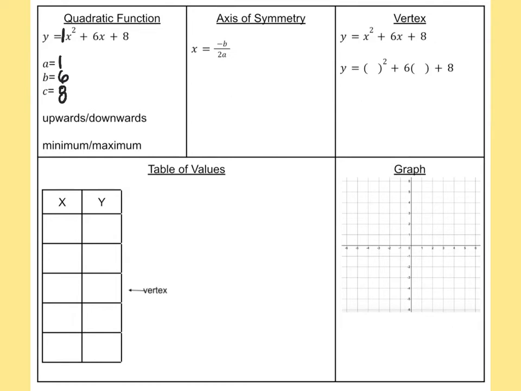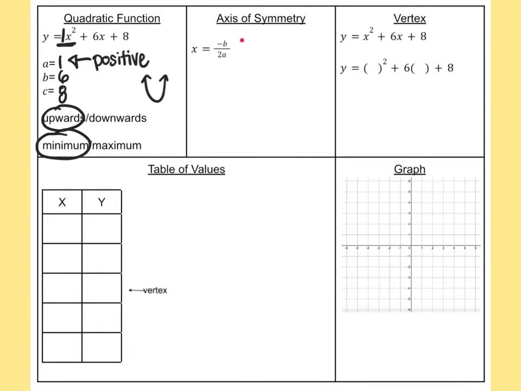Then I look to see, is this going to be a happy face or a sad face? So in order to tell that, we need to look at this x squared. Is it a positive or negative? Well, we are multiplying it by +1. The a is positive, so it's going to be a happy face, so it will open upwards and we would have a minimum.